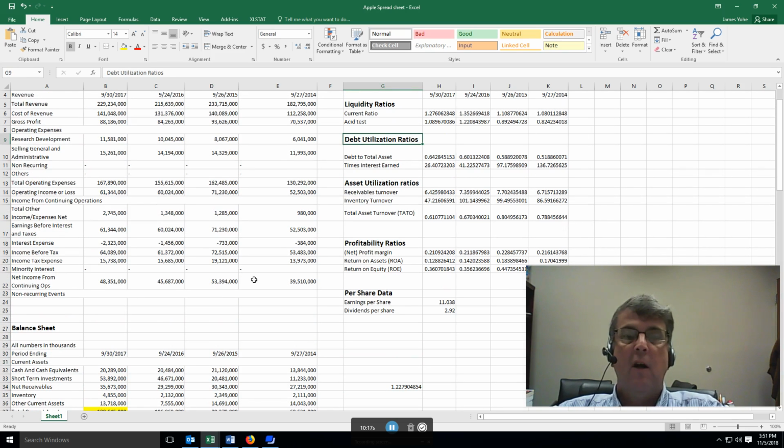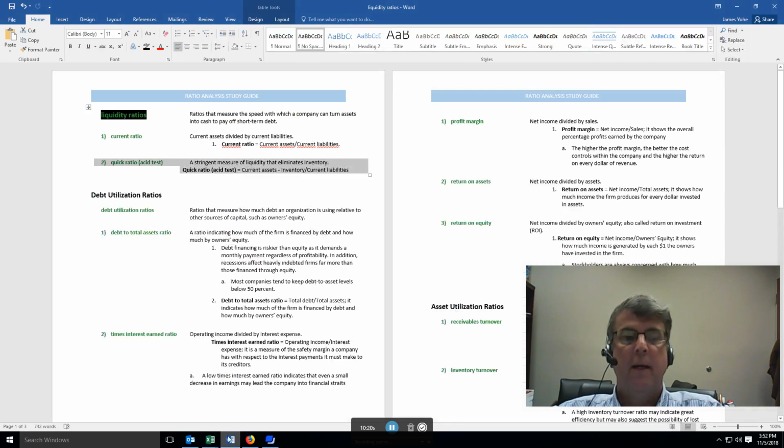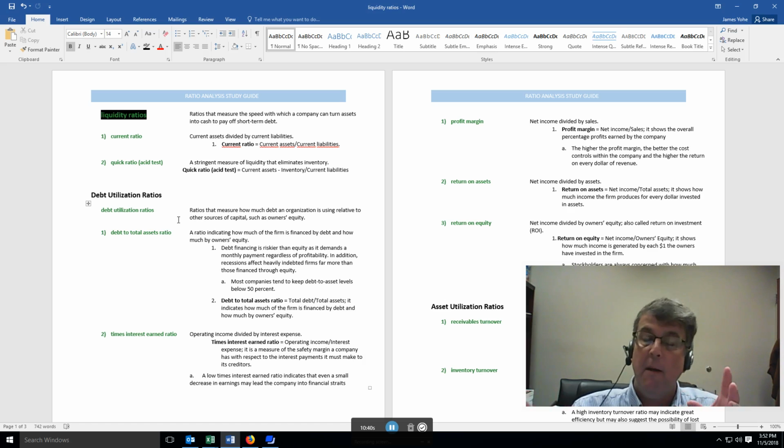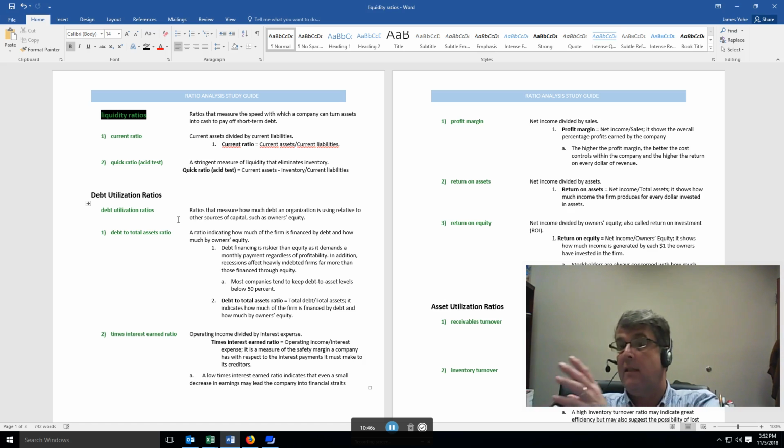The next thing we have are debt utilization ratios. And we're going to go back here. And we've got our debt utilization ratios. These are ratios that measure how much debt an organization is using relative to other sources of capital, such as owner's equity. I'm looking here, I'm like, how much are you borrowing? How much of your company is in debt? Because I can only lend you money against equity and cash flow. So I've got to know how much you owe to other people, how much of this company is really even yours and not a bank's or a bondholder's.